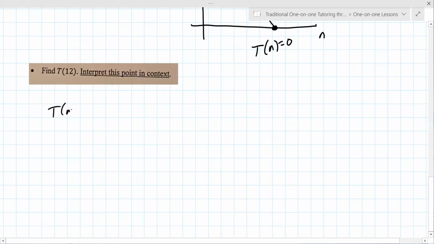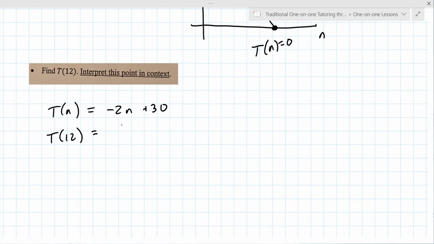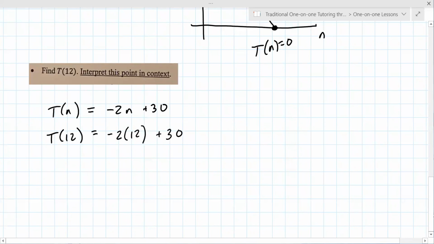So t of n equals minus 2n plus 30. This time n is 12. So you're putting 12 in for n. Oh, okay, so you're just multiplying it plus 30. Yes. I'm trying not to look at my other paper, just so it's like... Yeah, no, that's good. It's good to just focus on this screen.